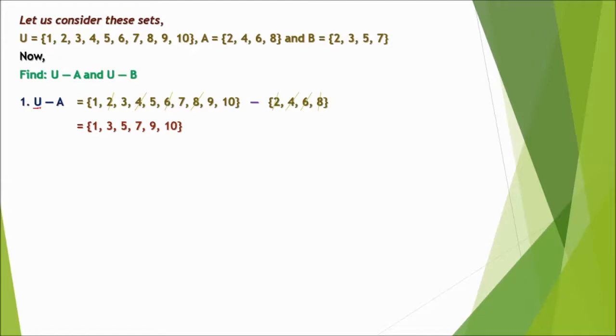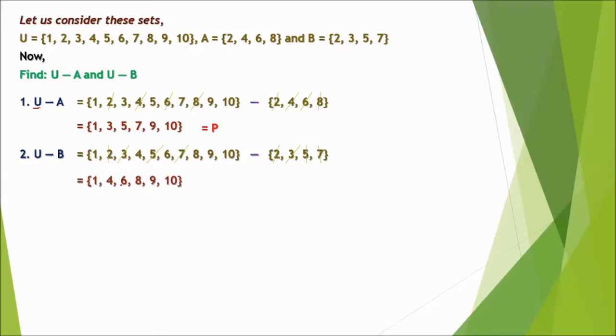Now let's write this set as P. Okay, it's simply a supposition. Now again, let's find U difference B. So universal set, the difference operator, and set B. Now let's cancel those common elements from both sets. And 7. And 1, 4, 6, 8, 9, and 10 are those elements which only belong to set U, the universal set. Here it is in the universal set, but does not belong to set B. Now let's represent it as Q. Okay, set P and set Q. We have two new sets.